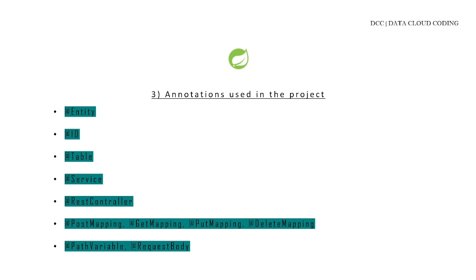And @Service and @RestController are class level annotations. @Service we will be using in our service class, and @RestController we'll be using in our controller class. We'll be using the mappings on the method levels, like the @PostMapping, the @GetMapping, the @PutMapping, and the @DeleteMapping. And also at method level we'll be using the @PathVariable and @RequestBody annotations.